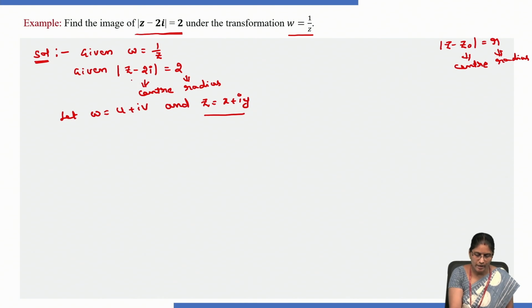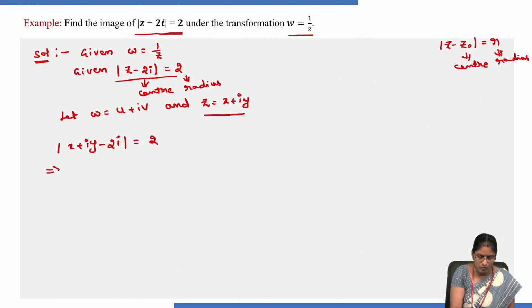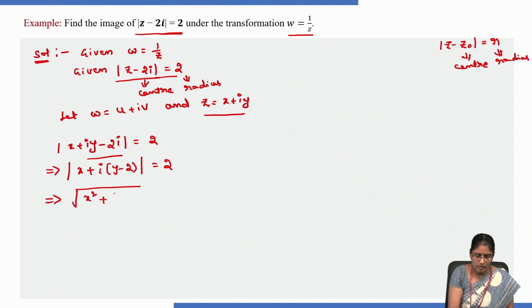Substitute Z is equal to X plus iY in mod Z minus 2i is equal to 2. We get mod of X plus iY minus 2i is equal to 2. That implies mod of X plus i into Y minus 2 is equal to 2, which is root of X square plus Y minus 2 whole square is equal to 2. Squaring on both sides, we get X square plus Y minus 2 whole square is equal to 4.